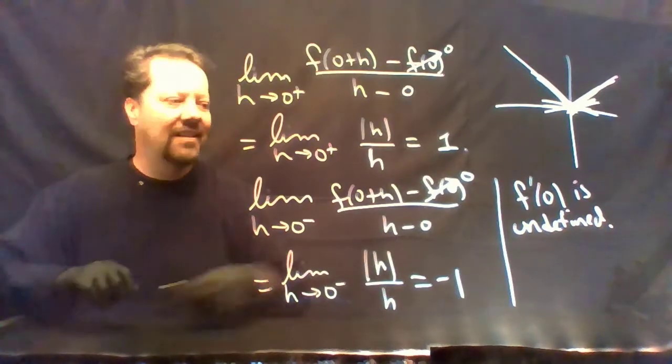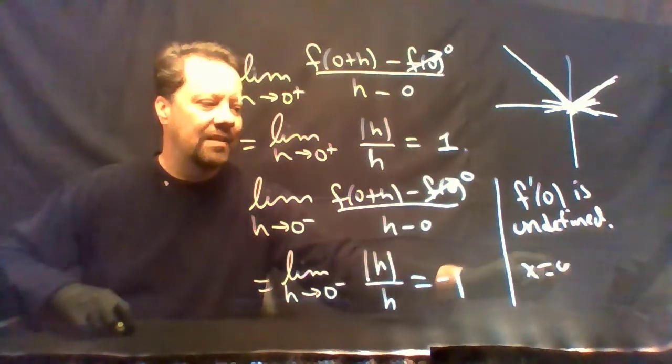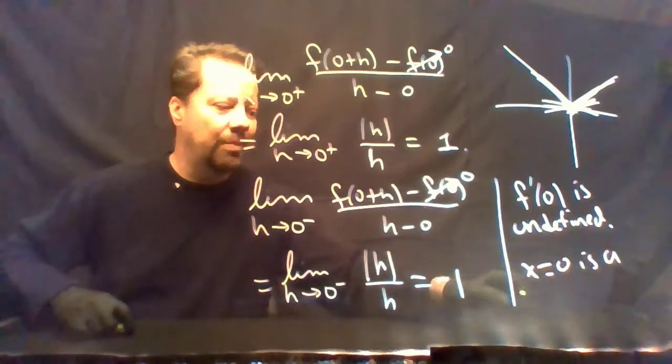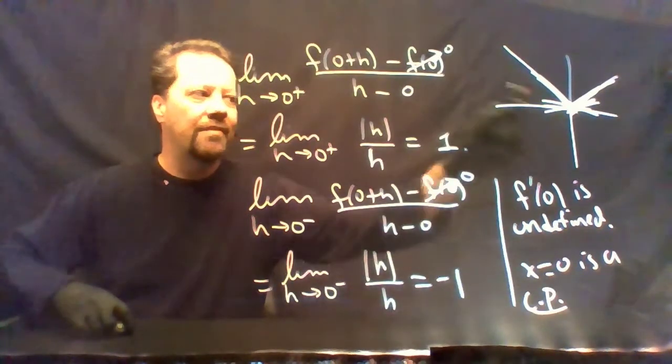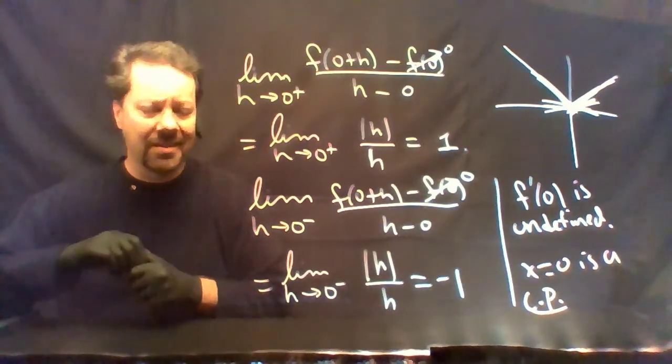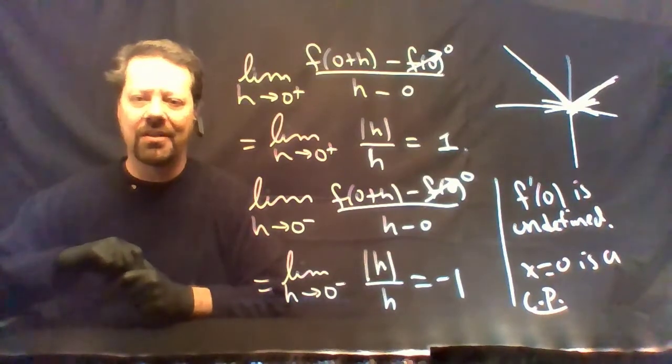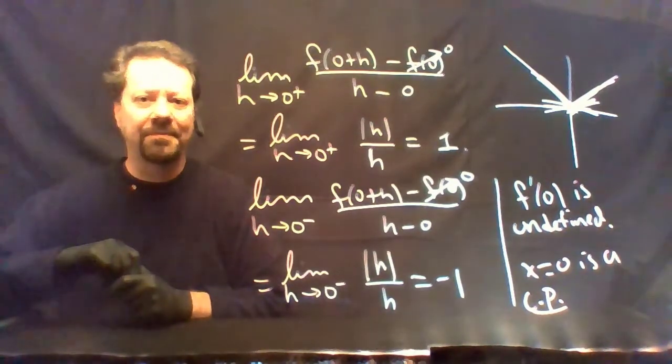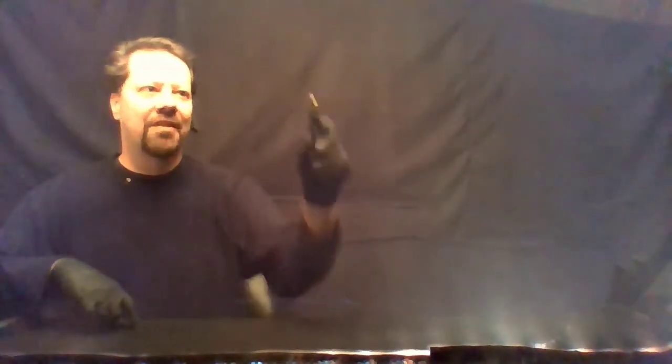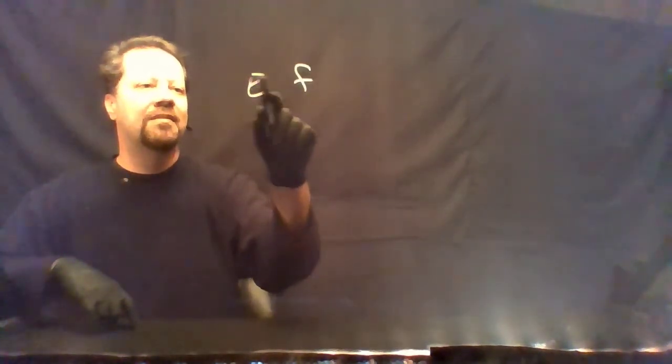You can see then x equals 0 is a critical point because the derivative of the absolute value function does not exist there. It is also the location of the absolute minimum. Let's look at a function that you're very familiar with.